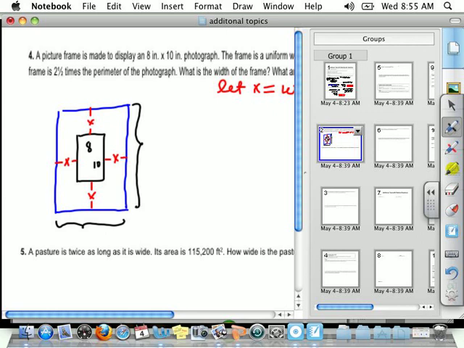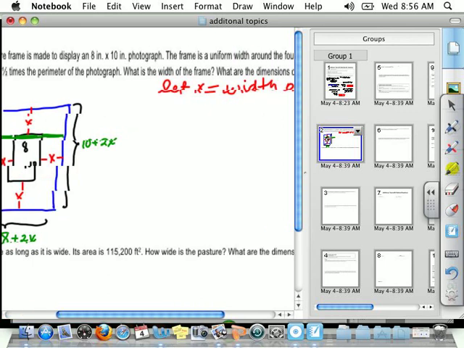Okay, so we had 8 before going across here, and we added an x and we added an x. So that means this length straight across is 8 plus 2x. Do you guys see that? Okay, what's the other one? 10 plus 2x. Yep, 10 plus 2x.